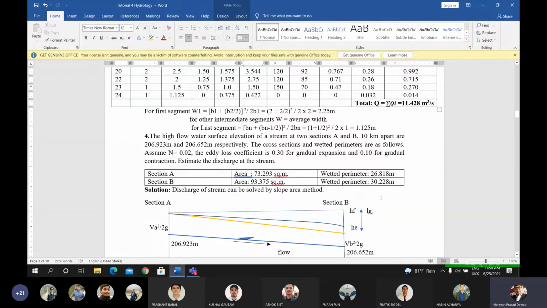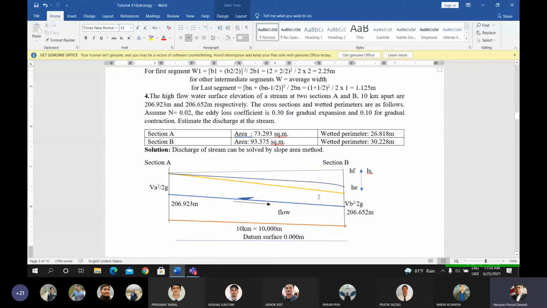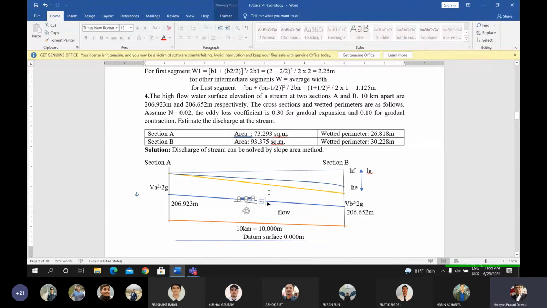slope area method. Okay. For the slope area method, I have drawn the figure for section A and section B. The distance between the two sections is 10 kilometer, which is equal to 10,000 meter. Suppose I have considered the datum surface at the elevation 0.00. Then the water surface elevation of section B is denoted by this line, and the water surface elevation is represented by the triangle here. This line represents the water level.